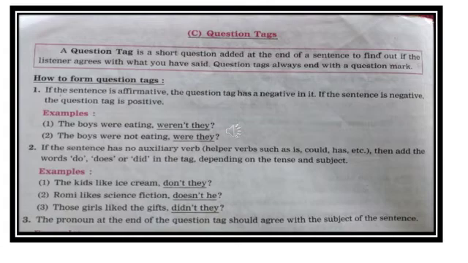Now look at the third one. Those girls like the gifts, didn't they? So, those girls like the gifts, comma, didn't they? Did not. The short form is didn't they? Clear, children?